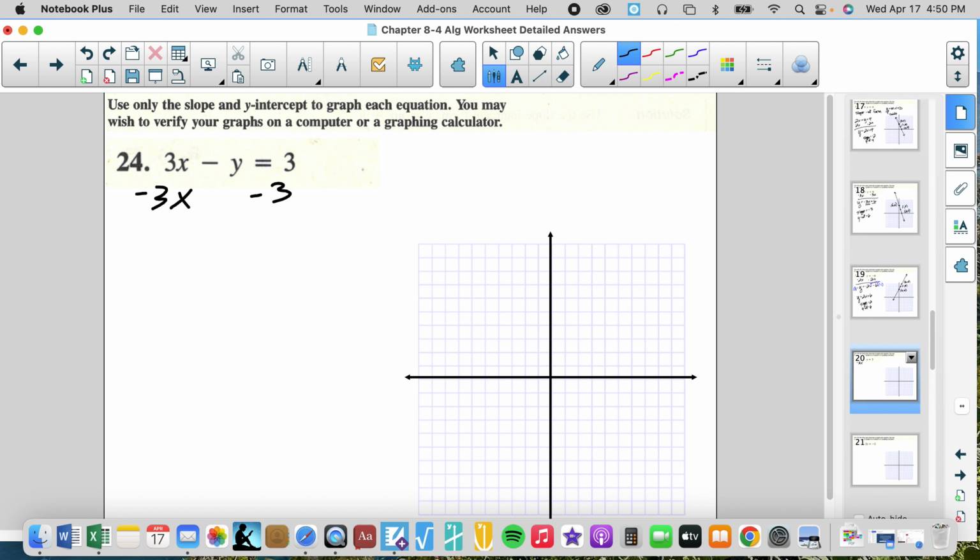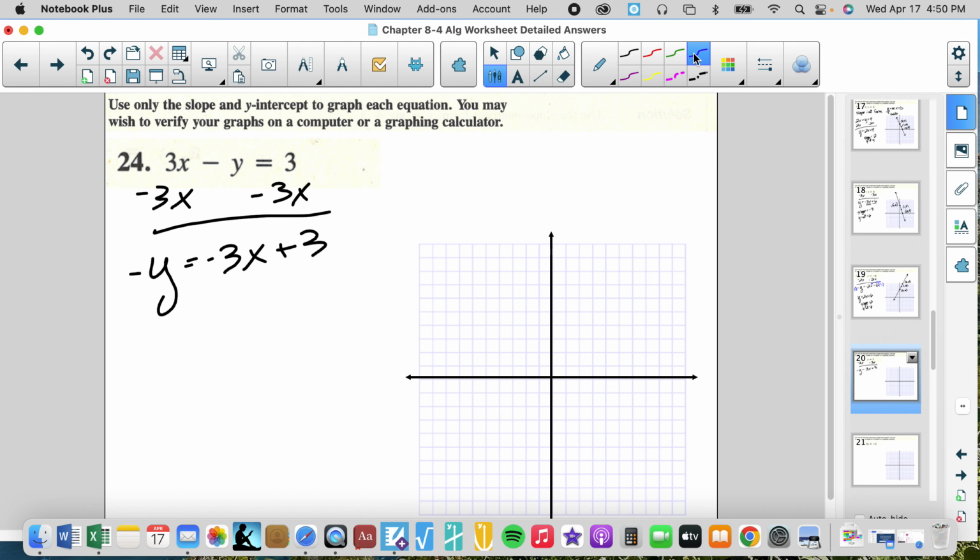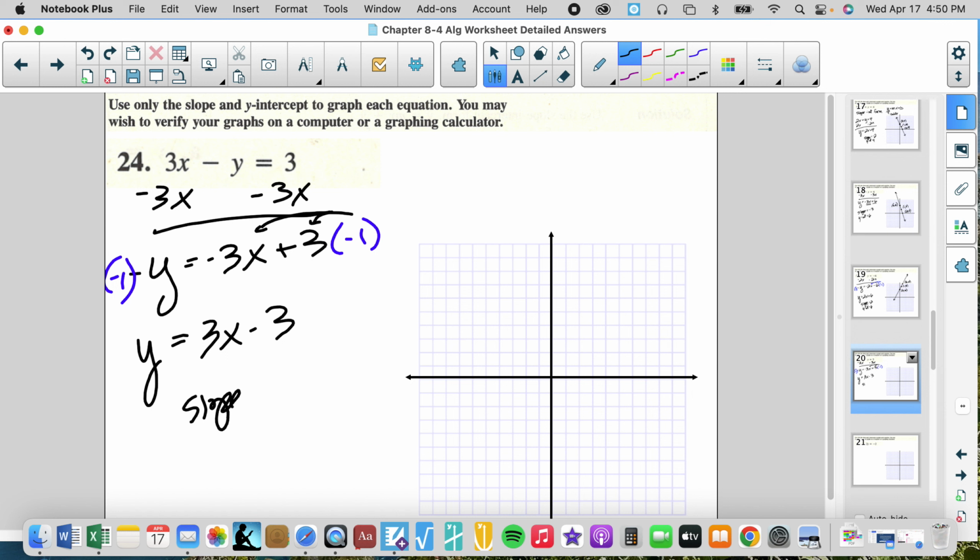Negative 3x, negative 3x. Negative y equals negative 3x plus 3. Let's multiply both sides by negative 1 to get rid of the negative in front of the y. That produces positive y equals 3x minus 3. We have to multiply that negative 1 times both of the terms on the right, which gives me a slope of 3, a y-intercept of negative 3.